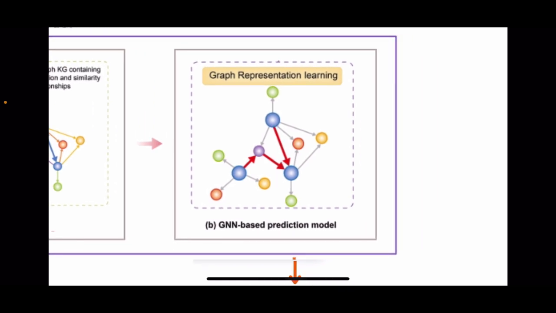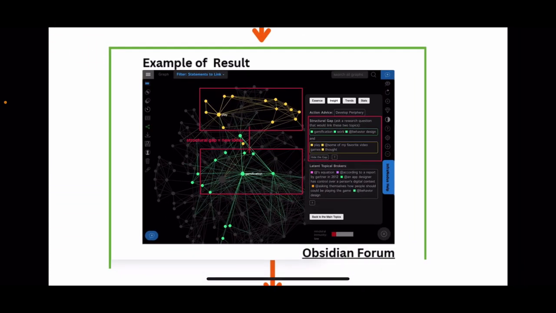After this, we create a graphical representation of what the neural network was able to learn and make a prediction model based on this. This is an example of the result of an already existing technology, somewhat different though. This is Obsidian, a note-taking platform. We aim to be very similar, but in the healthcare industry.